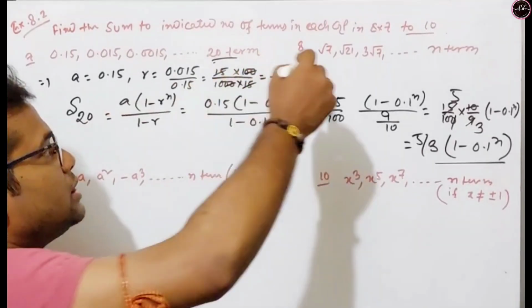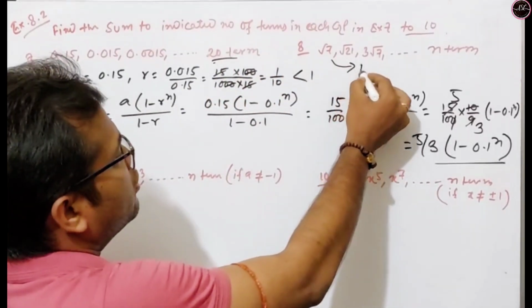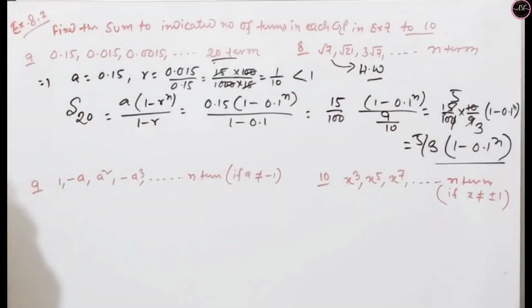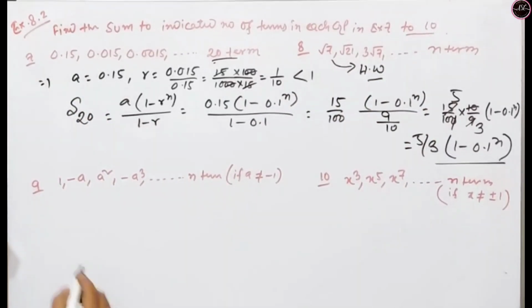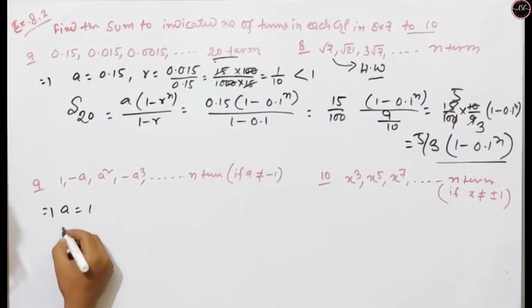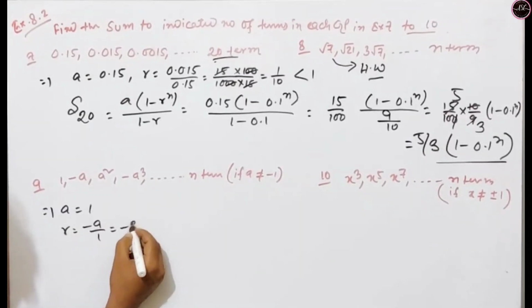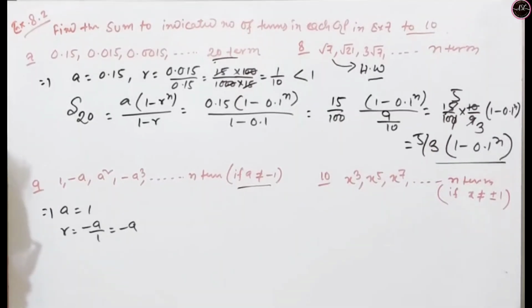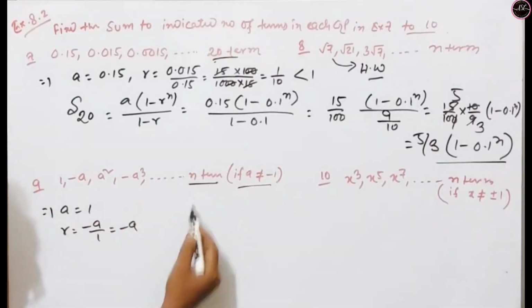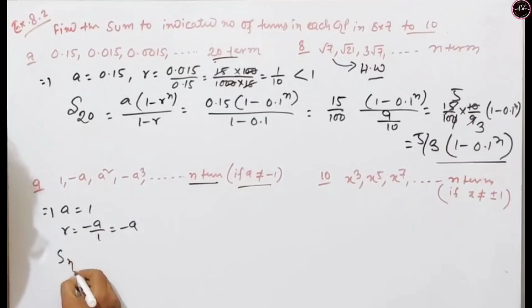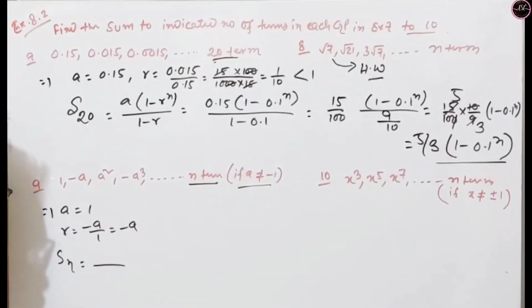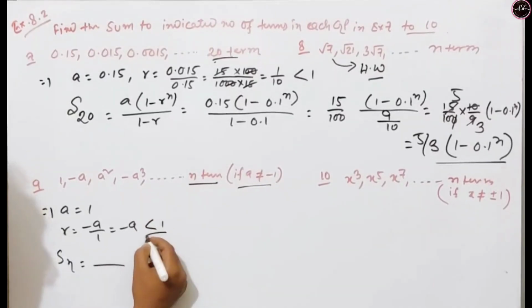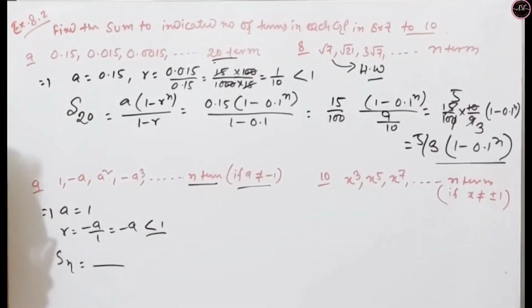And this is a similar type of question, so this is your homework. Okay, and now look at this. Here a equal to 1, r equal to minus a by 1, that means minus a. And here just look, a not equal to minus 1. So we have to find the sum to the nth term. So Sn equals, as r equals minus a, that means less than 1, so we use that formula, a into (1 minus r to the power n) divided by (1 minus r).